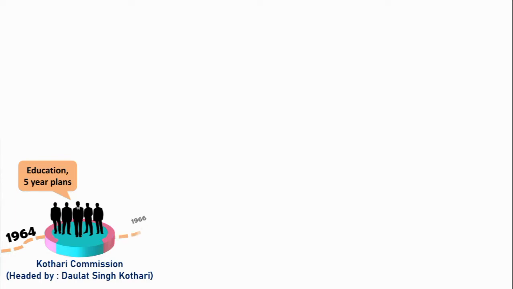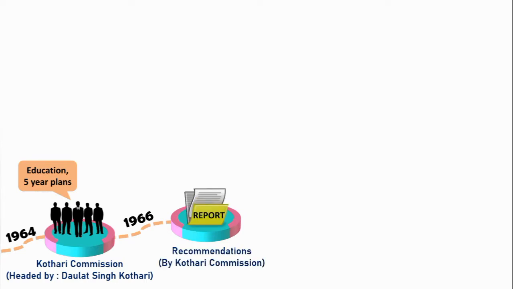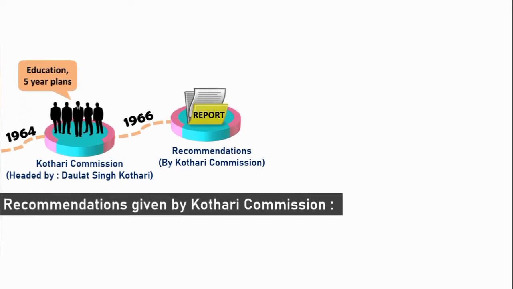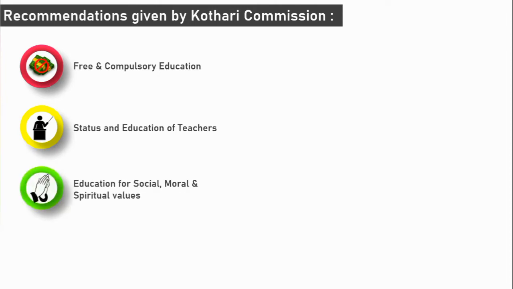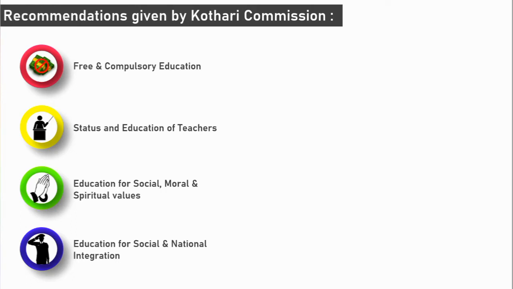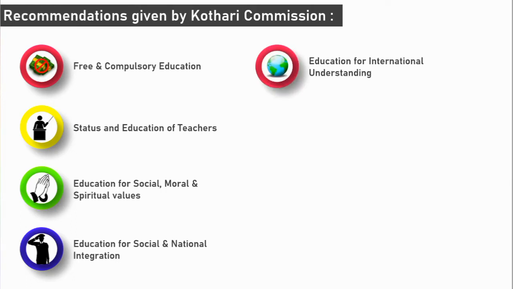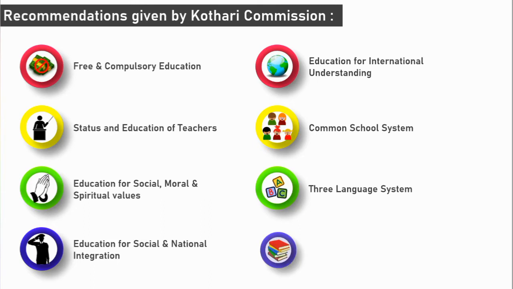In the year 1966, the Kothari Commission submitted its report with some important recommendations like free and compulsory education, status and education of teacher, education for social, moral and spiritual values, education for social and national integration, education for international understanding, common school system. This means schools for children irrespective of caste, creed, community and economic or social status. 3-language formula, equalization of educational opportunity, that is free supply of books, notebooks, providing scholarships, etc. And a lot more recommendations were given by the Kothari Commission.